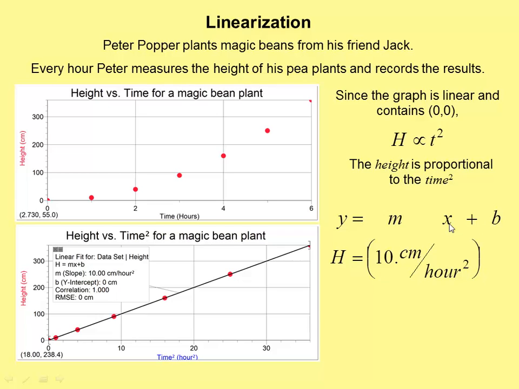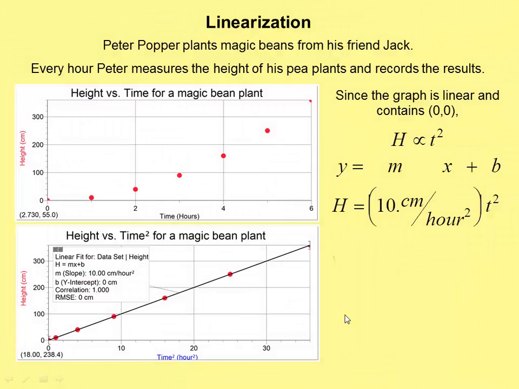And now here's a key thing. What's x? X is not time. That is not a linear graph. X is time squared. So we're going to plug in a t squared. That's a key thing here. You have to use the variables that represent what you graphed that made it linear, that linearized your graph. Plus the y-intercept, but in this case, our y-intercept is 0.